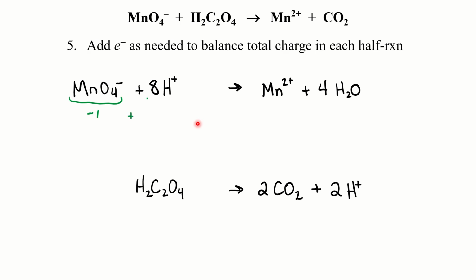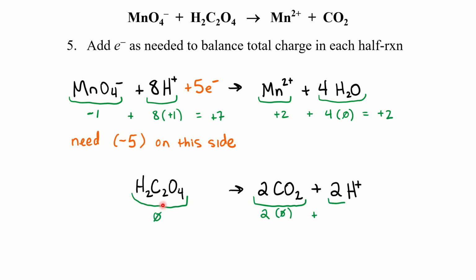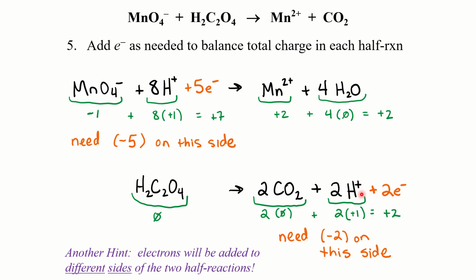Fifth, add electrons as needed to balance the total charge. So for this first half reaction, that involved us adding 5 electrons to the left side to get the charge to balance. For this second half reaction, we can see that we have a charge of 0 on the left side. We have a charge of +2 on the right side. That means I need to add 2 electrons to the right side of this half reaction.